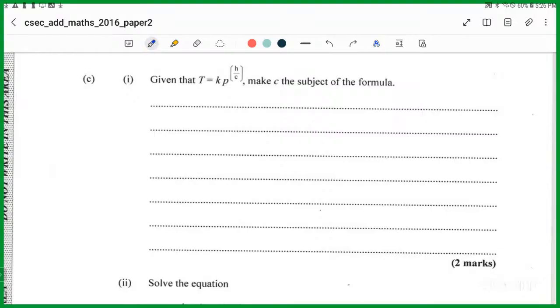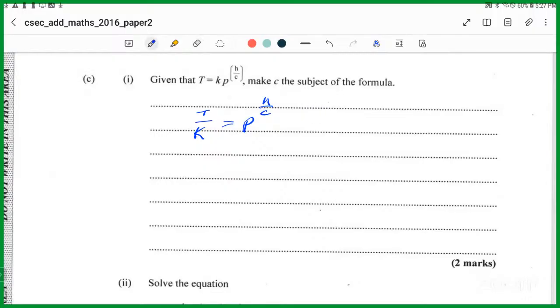What we can do is move this K first by dividing it under here. So we have this index to work on. So we're going to put T over K equals P to the H over C. Then to get this out of the power, we're going to take logs. But really the C alone needs to get out of the power. And this is really 1 over C, so it's like 1 over C times H. I want to get the 1 over C out of the power.